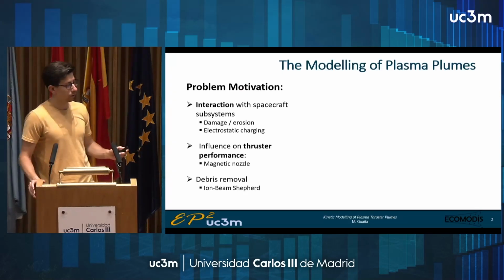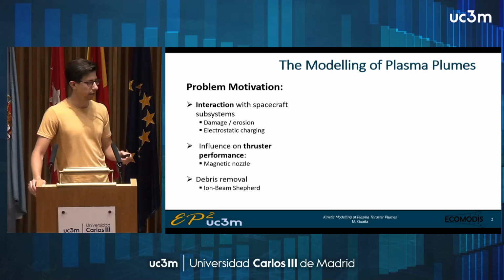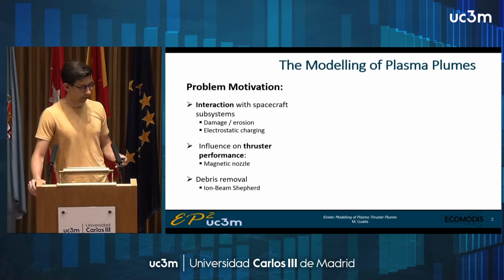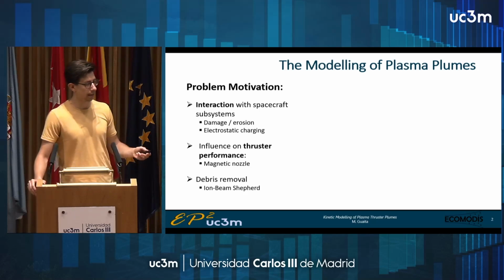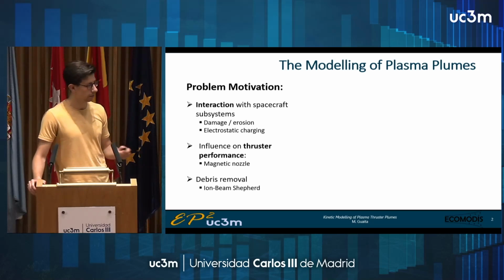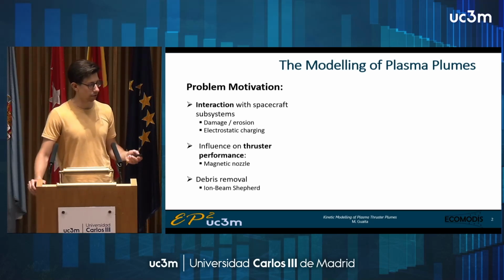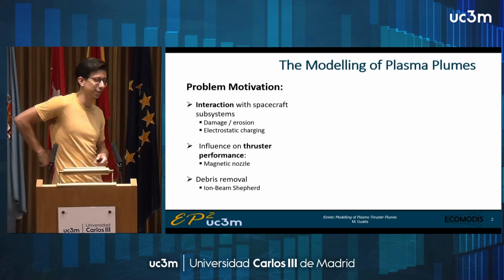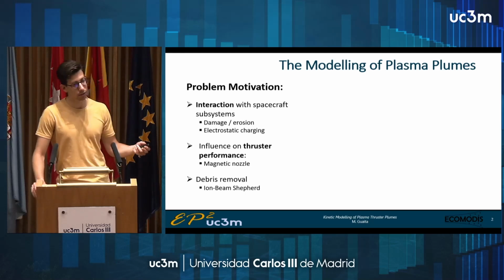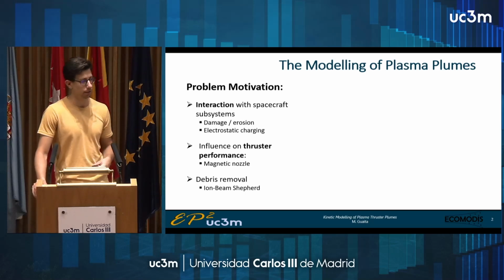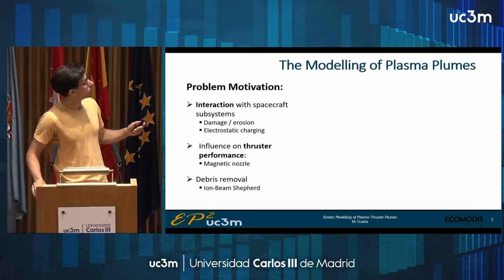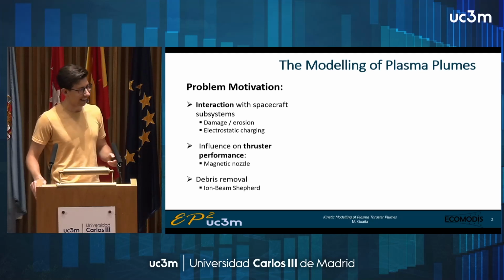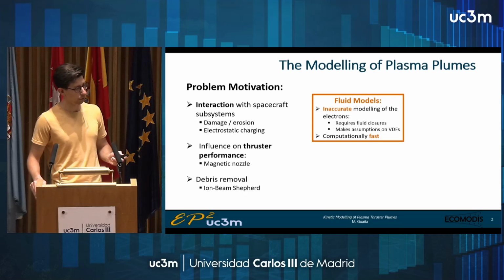So the first question is, why are we interested in plasma plumes? The first and main reason is that the plasma inside of the plume can interact with the spacecraft, causing damage by erosion or by electrostatic charging. In some cases, such as magnetic nozzles that we've seen a lot of today, what happens in the plume can also influence the performance of the thruster. And then there are also more futuristic ideas which have been proposed in the space community.